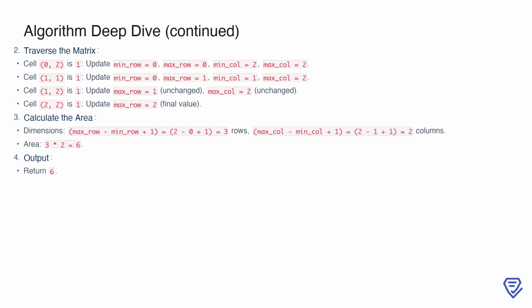With the traversal complete, we calculate the dimensions of the rectangle as max_row - min_row + 1 equals 3 rows and max_col - min_col + 1 equals 2 columns. Multiplying these gives an area of 3*2 equals 6. Finally, the result, 6, is returned.